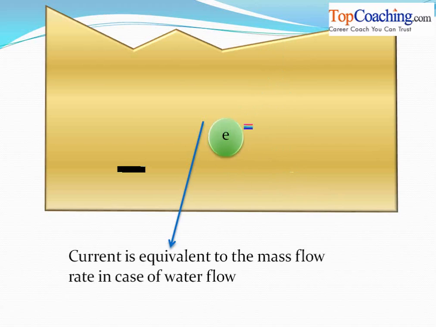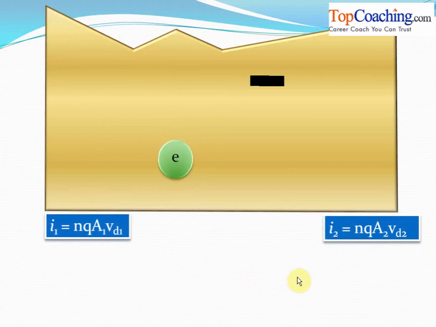Similarly, current is basically the charge flowing per second. So the net charge coming into this conductor per second must be the same as the net charge going out of the conductor per second. Therefore, current is definitely constant, irrespective of whether the area of cross-section is constant or not. So I1 represents the electric current flowing out of the conductor on the left, and I2 represents the electric current coming into the conductor on the right. Now, as you can see, I will be equal to nqA into vd, isn't it? We had just studied this formula some time back.